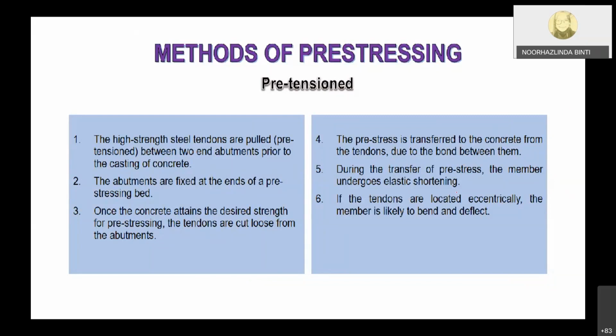During the transfer of pre-stress, the member undergoes elastic shortening. This is some of the losses that you need to consider when you design pre-stress, elastic shortening. If the tendons are located eccentrically, the member is likely to bend and deflect. This is common. Kalau let's say originally your beam like this, sorry lah, this thing I don't know why dia keluar. But okay, after you apply this, okay, this is strand ataupun wire. Okay, you have this P value here, P value, force. So your concrete now, it will bend upward like this.